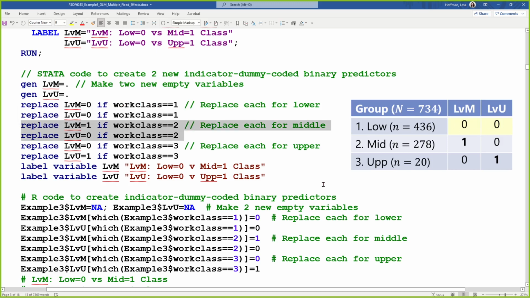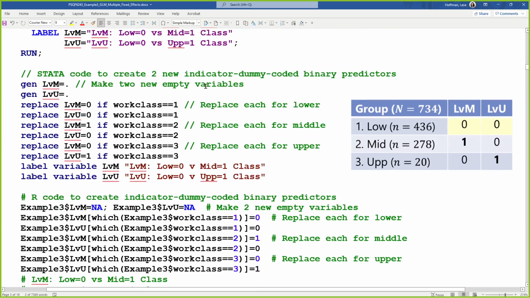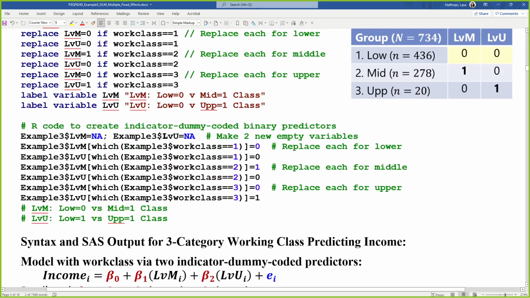These 2 commands in Stata get me the second row of the table of 1 and 0. And then the last 2 get me the third row. So it's replace new if old with respect to the names of the variables, whereas in SAS, it's if old, then replace new. So same idea, just a different way of saying it. And in R, of course, it's yet a third way.